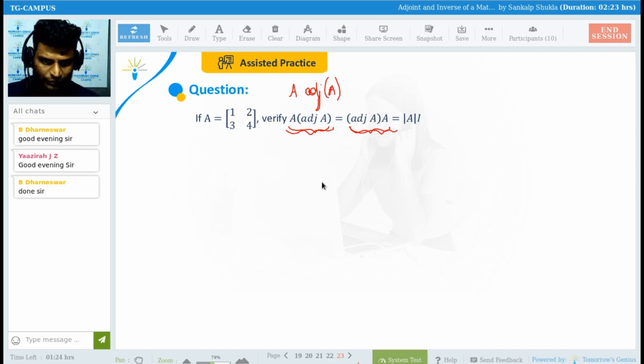Okay, I think the process is clear to you, everyone. You have to find the adjoint of this A matrix first, and after finding the adjoint, you have to multiply it with the A matrix. Then your LHS will be formed. And similarly, you have to repeat this process, and then RHS will be formed, and you have to check whether LHS is equal to RHS or not. Just go through this one also.